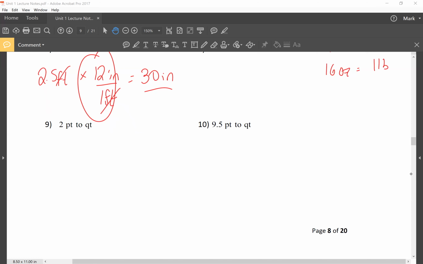So 2 pints. I want to go to quarts. So there in 1 quart, there is 2 pints.